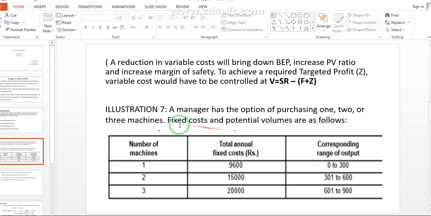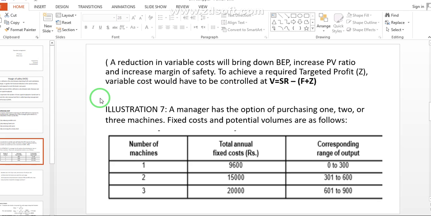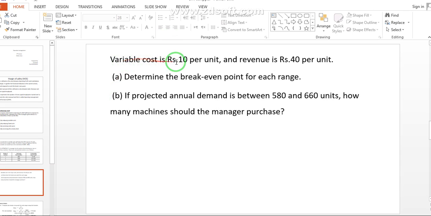So let's go for the solution of such kind of problems. Before going for the solution, let's see what they have given to us and what they require. Apart from the data in the table, they have also added that the variable cost is 10 rupees per unit and the revenue is 40. If you remember, in our previous class we said that the revenue is always symbolized as B, the variable cost is symbolized as A, and the fixed cost is symbolized as F.